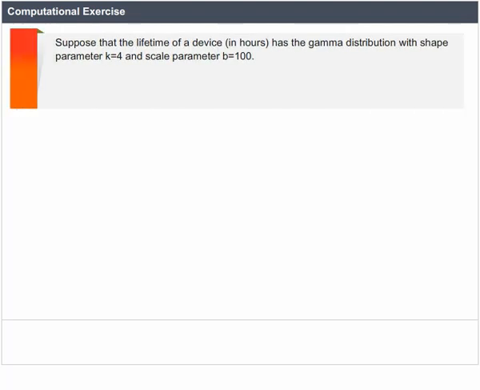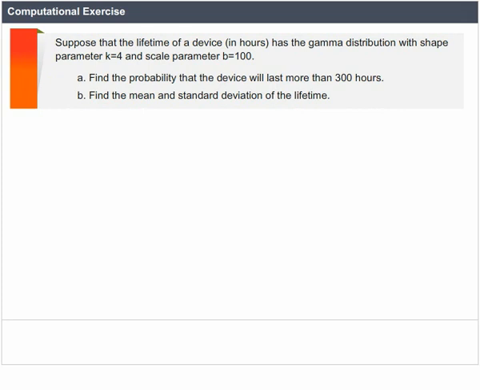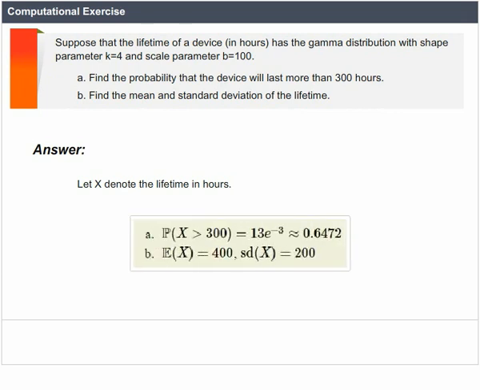Suppose that the lifetime of a device in a house has the gamma distribution with shape parameter k equal to 4 and scale parameter b equal to 100. Find the probability that the device will last more than 300 hours. Find the mean and standard deviation of the lifetime. Answer. Let X denote the lifetime in hours. The probability of X greater than 300 equals 13 times e^(-3), approximately equal to 0.6472. Then the expectation of X equals 400, and the standard deviation of X equals 200.